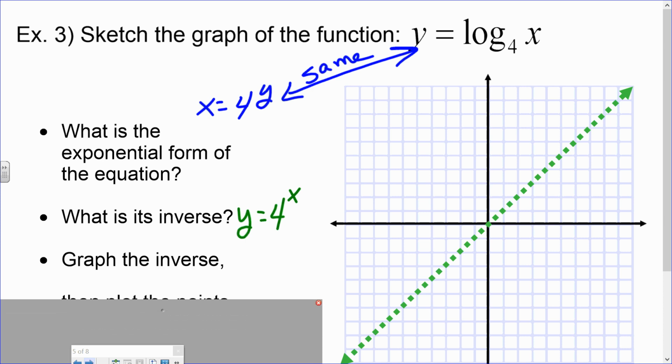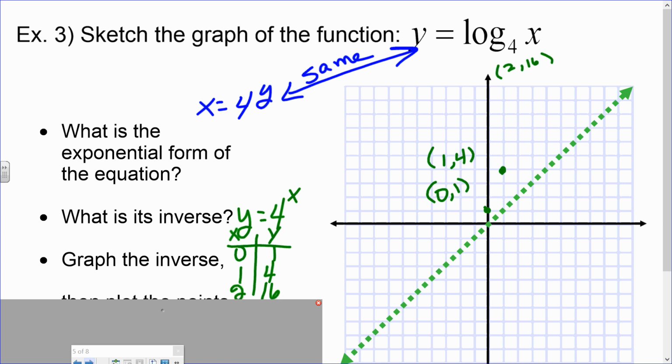I can do a table of values for this inverse. If x is 0, what's y? If x is 1, what is y? 4. If x is 2, what is y? I can plot those points. This is the inverse. It's not what I'm really asked to graph, so I'm just going to do dots. 0, 1, 1, 4, and then 2, 16 is up here off the grid. And so I have done enough exponential graphs that I could plot that one.